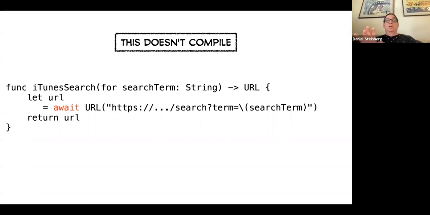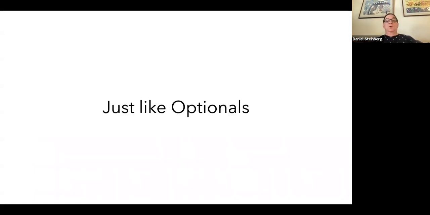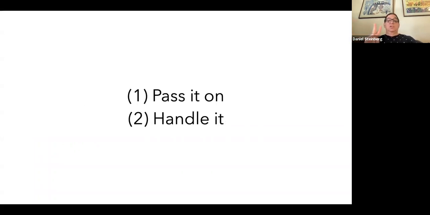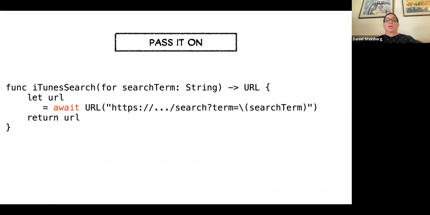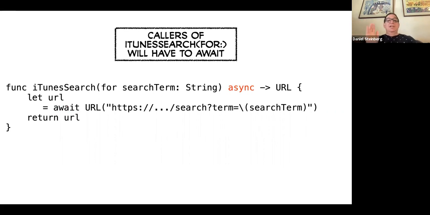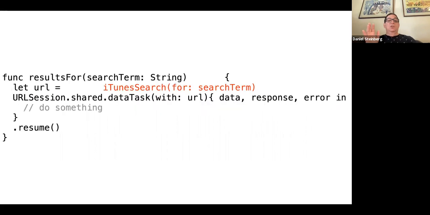Either the method has to be marked as async, or we have to handle the await some other way. Those are our two choices, just like optionals, just like errors. With async, there are two choices, either pass it on or handle it. So to pass it on, I would add an async there. Then someone else, whoever calls iTunes search, has that same thing. They have to await iTunes search and they have to decide, am I handling it or am I passing it on?